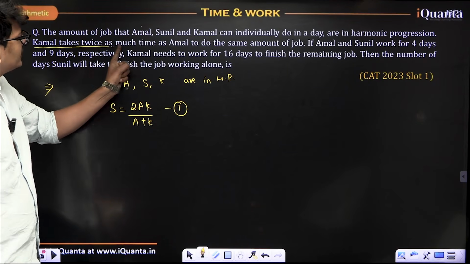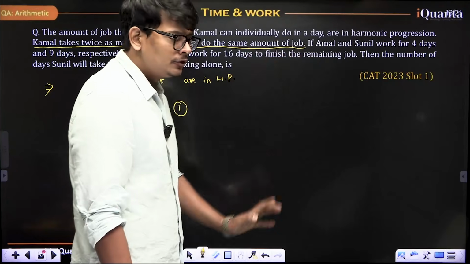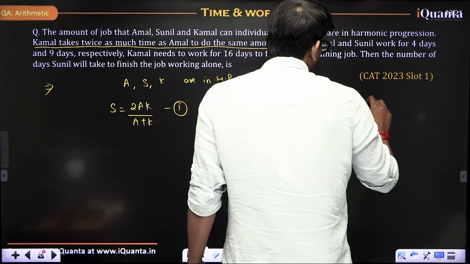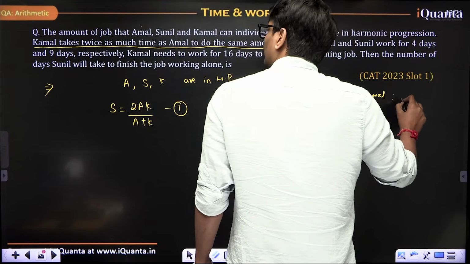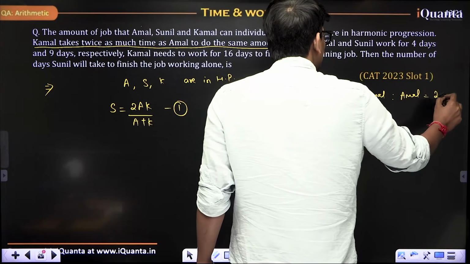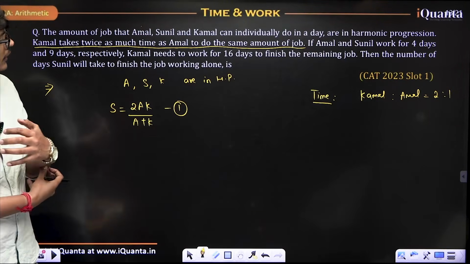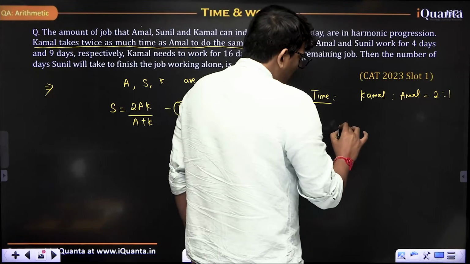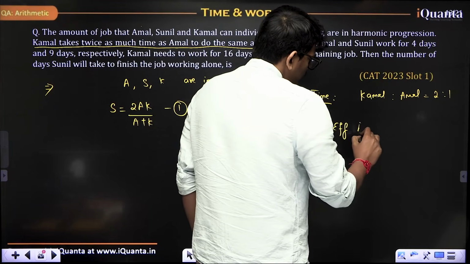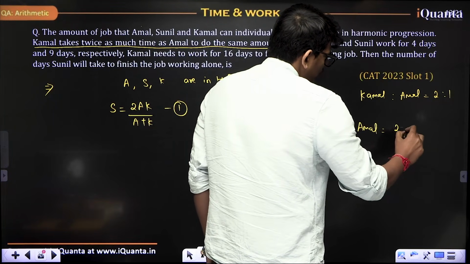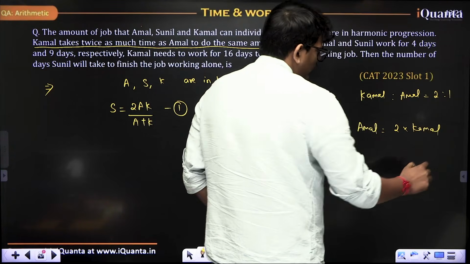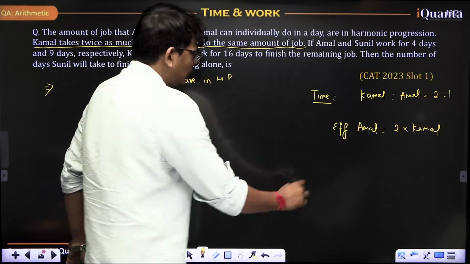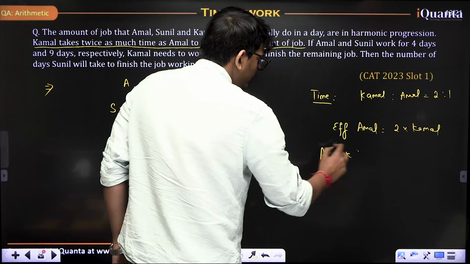Kamal takes twice as much time as Amal to do the same amount of job. So the ratio of time between Kamal and Amal is 2:1. Kamal is taking twice the time as Amal, so that means efficiency of Amal must be twice that of Kamal, because efficiency has an inverse relation. Amal efficiency is A and Kamal is K, so I can say A is equal to 2K.